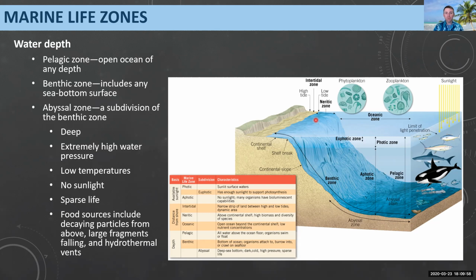The depth can also affect the types of life. And so we have the pelagic, benthic, and abyssal zones. If you live out in the abyssal plain, it's a pretty lonely existence out there.